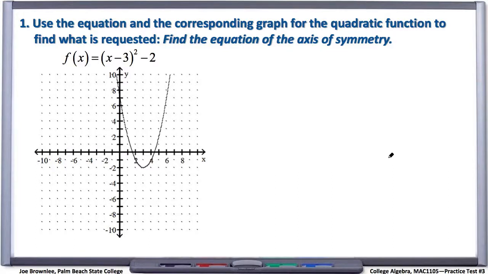All right, number one, here we go. Use the equation and the corresponding graph for the quadratic function to find what is requested. And they've asked us to find the equation of the axis of symmetry.